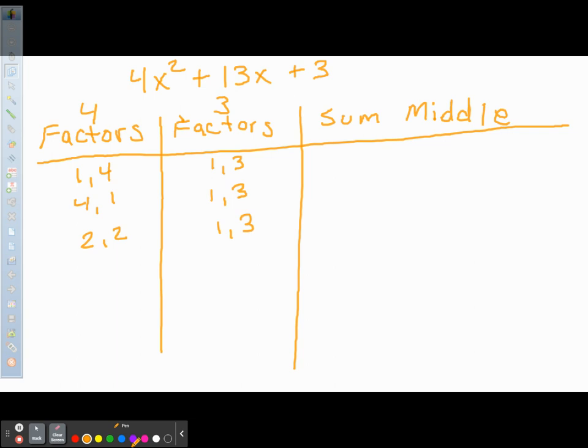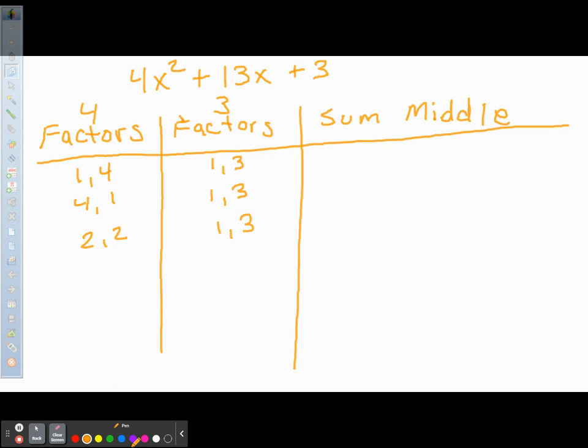So this 1 and 4 is for the first term in each factor. The 1 and the 3 is for the last term, the last number in each factor. Okay, so this one here, that would be 2x and 2x, and then 1 and 3. The reason I don't have to do this one twice is because these two numbers are the same.